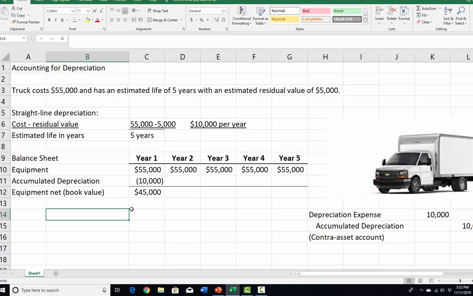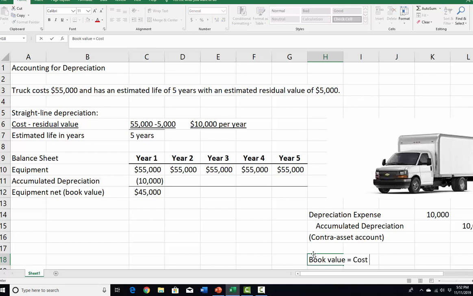Now, you're getting hit with all of these words that have different meanings than what you're familiar with. So you might think, well, book value is the value that my car's worth. When I want to find out how much it's worth, I go look at the book value. But book value here is cost minus accumulated depreciation. All right, let's put that over here. Book value equals cost minus accumulated depreciation.